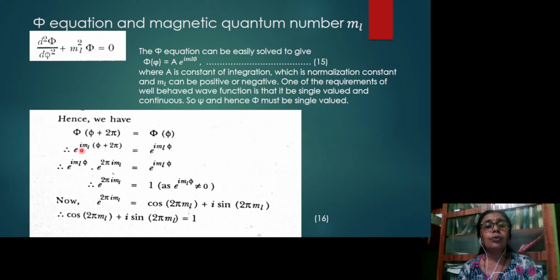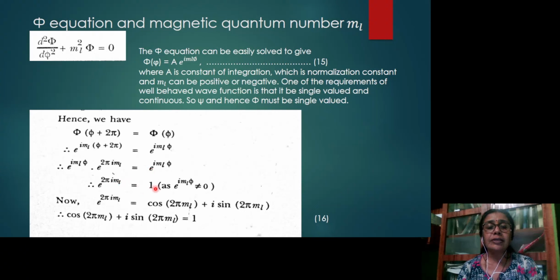Okay, so if we expand this, e raised to I ml phi multiplied by e raised to 2 pi I ml is equal to e raised to I ml phi. So if we cancel e raised to I ml phi from both the sides, because it cannot be equal to 0, therefore we get e raised to 2 pi I ml is equal to 1.